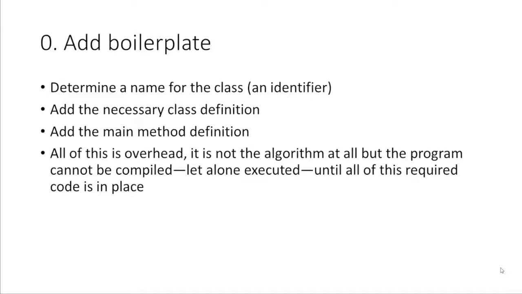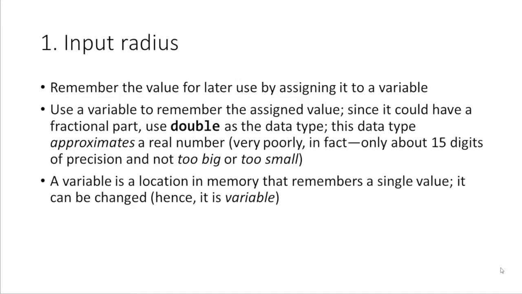And for the earlier parts of this course, we're only going to write code in the main method. Later on, we'll branch out and do more interesting coding. But first, we'll start there. Until all this boilerplate's in place, we can't compile, certainly can't run. Okay, step 1 here. Let's input a radius into our program.